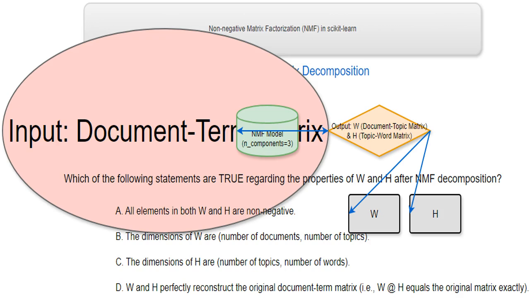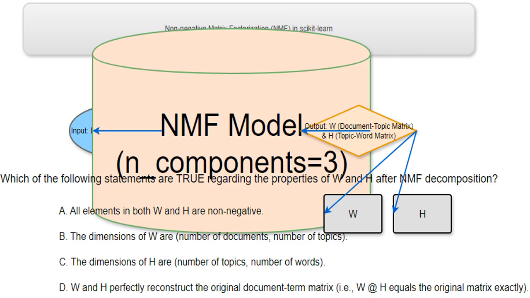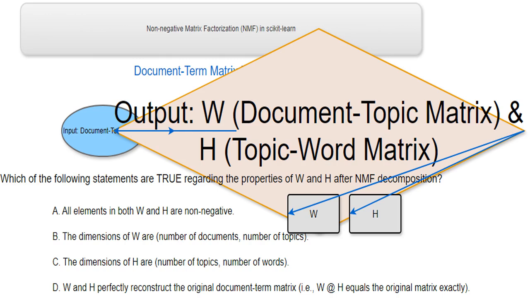I start with a document term matrix. That's my input for the NMF algorithm. I set up my NMF model and tell it to find 3 topics. This means I'm looking for underlying themes that group similar words together across the documents. The output of NMF consists of 2 matrices, W and H. W shows how strongly each document relates to each of the 3 topics. H shows how strongly each word relates to each of the 3 topics.